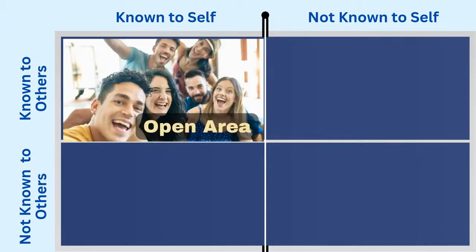Known to self and known to others: this aspect is known as the open area. So everyone has an open area. I have an open area, you have an open area, everyone.